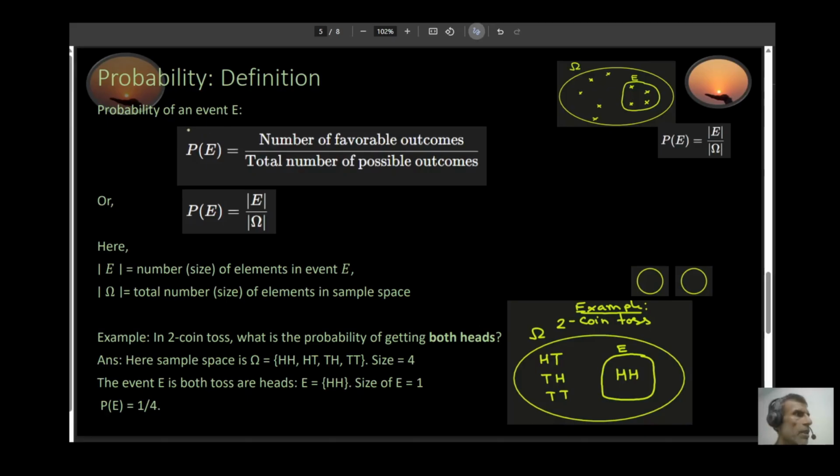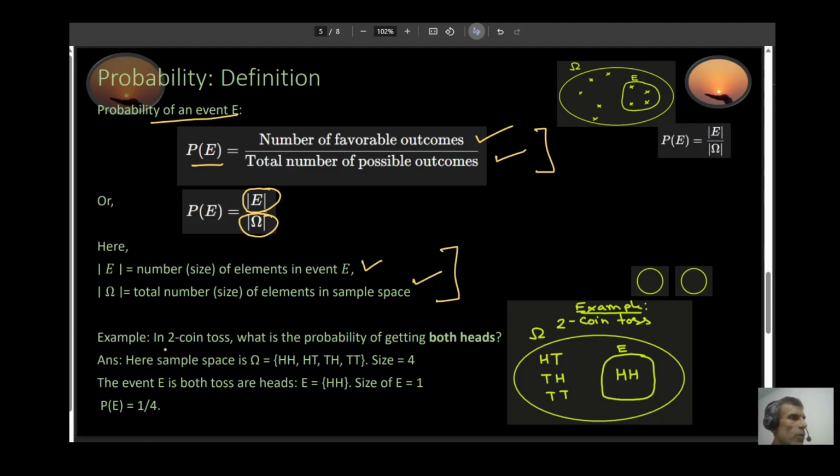Now let's try to understand the probability of an event E. The probability of event E is defined as the number of favorable outcomes divided by the total number of outcomes. That is the official definition of your probability of E. Another definition, a more theoretical one, is that the probability of E is given by the size of E divided by the size of your sample space. For the most part, we would be using this definition. They both are basically the same.